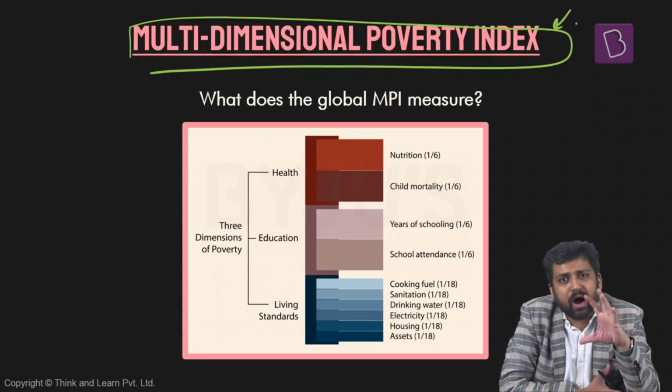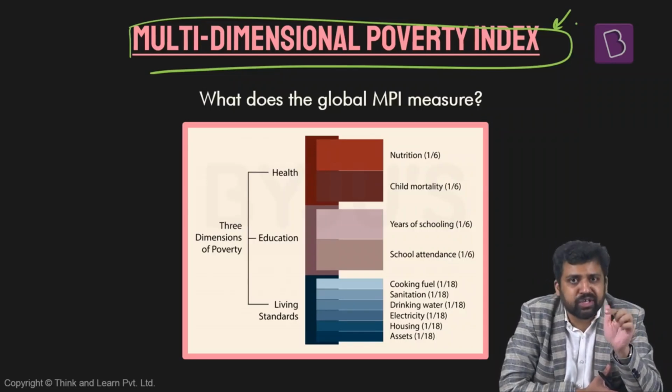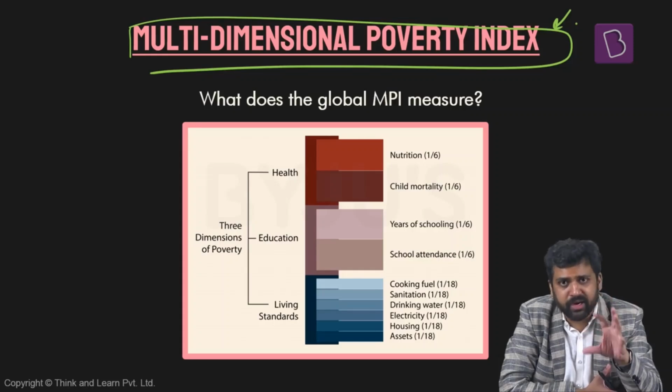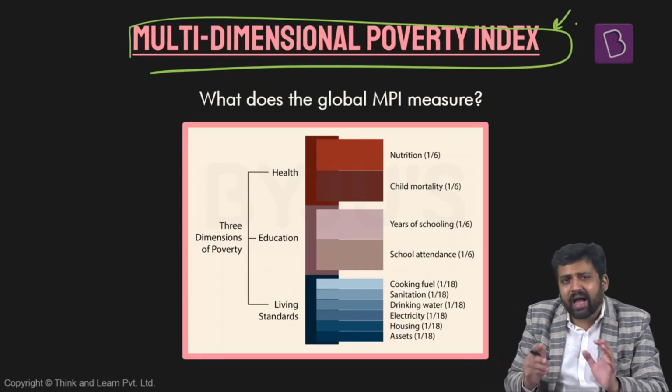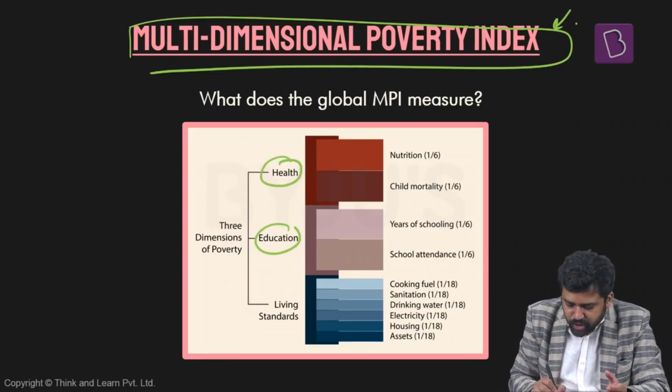So if you have to understand the deprivations along these lines, there is one measure out there, which is called the multidimensional poverty index. This has been developed by the United Nations Development Program in collaboration with the Oxford Poverty and Human Development Initiative. They are including three dimensions in their estimates: health, education, and living standards.